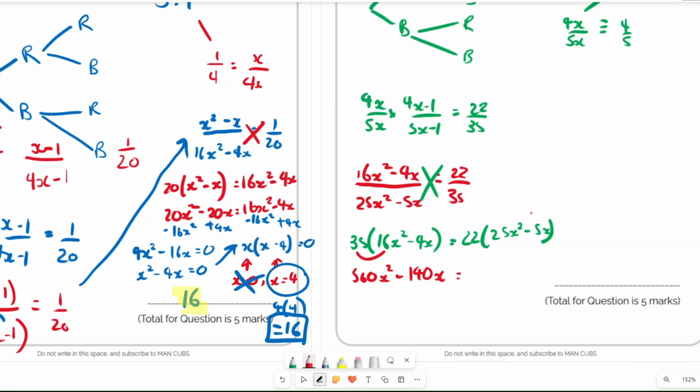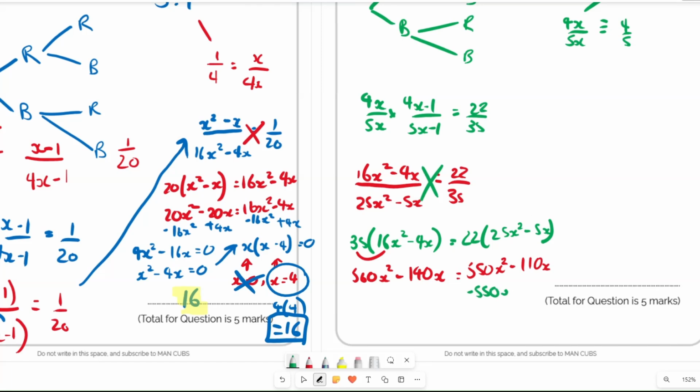22 times 25, that's going to be 550x squared, and then 22 times minus 5, that's going to be minus 110x. So we've got quite a few big numbers here, and that's okay, because watch this, when we form that quadratic like the other question, it is going to look a bit neater.